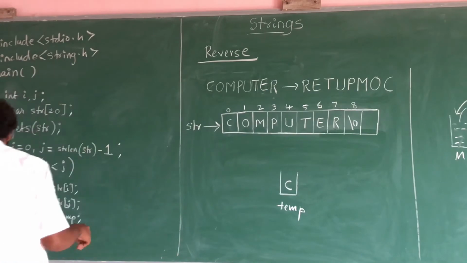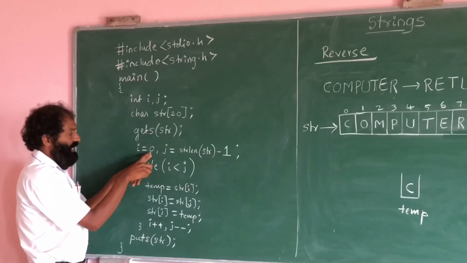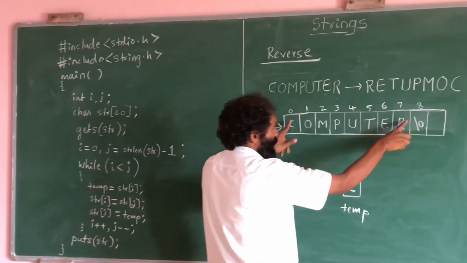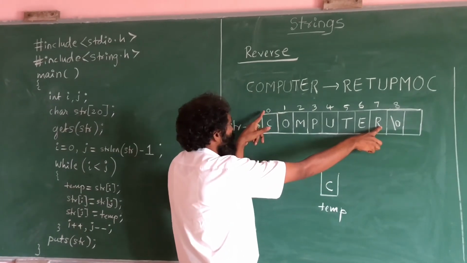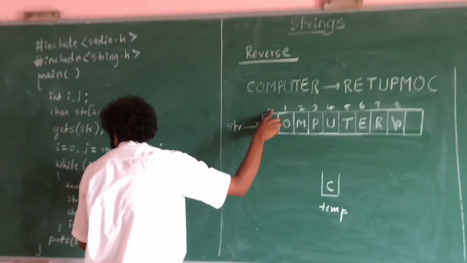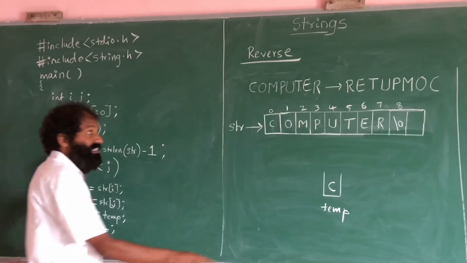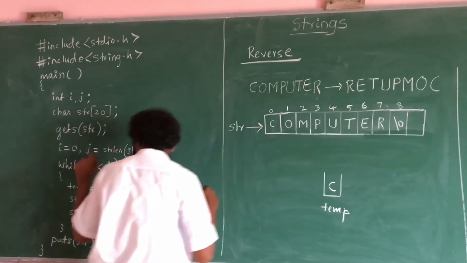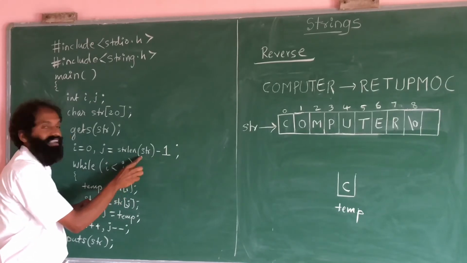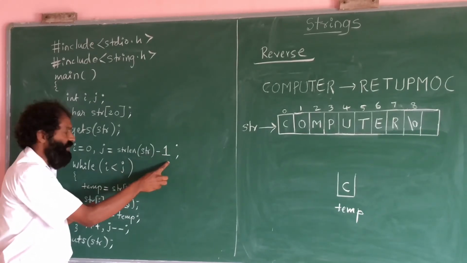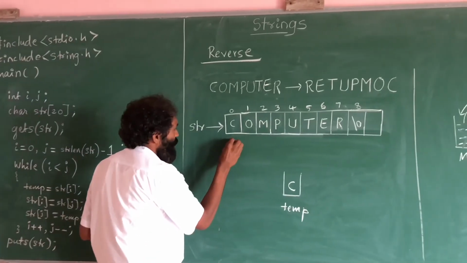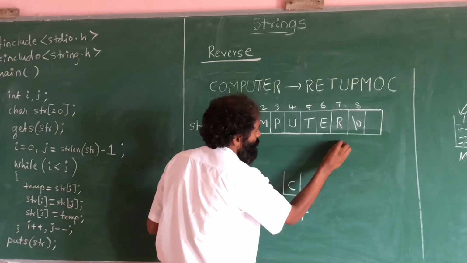In this program, you can see here, I value 0. So 0. These two you need to exchange, right? So the first point is this, second point is this, right? So this directly you can write 0. This, length of a string minus 1. Length of a string is 8. 8 minus 1, 7. So J value is 7. This is I, this is J.